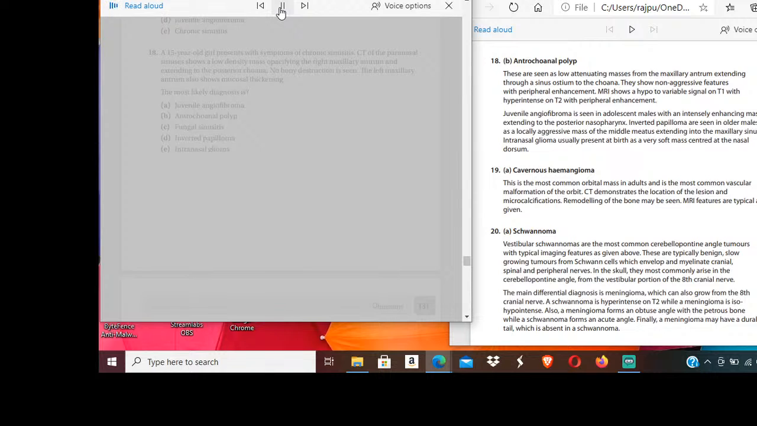D. Juvenile angiofibroma, E. Chronic sinusitis. 18. A 15-year-old girl presents with symptoms of chronic sinusitis. CT of the paranasal sinuses shows a low-density mass opacifying the right maxillary antrum and extending to the posterior choana. No bony destruction is seen. The left maxillary antrum also shows mucosal thickening. The most likely diagnosis is A. Juvenile angiofibroma, B. Antrochoanal polyp, C. Fungal sinusitis, D. Inverted papilloma, E. Intranasal glioma.